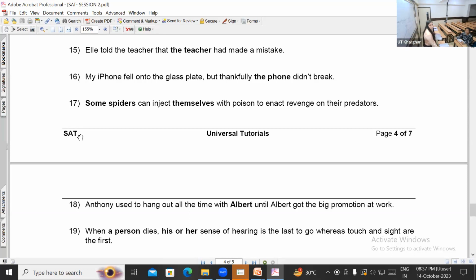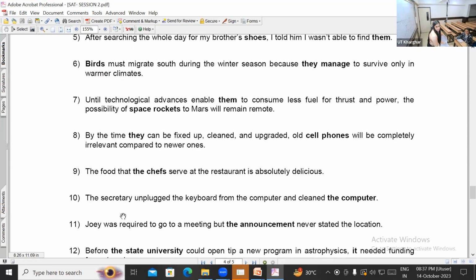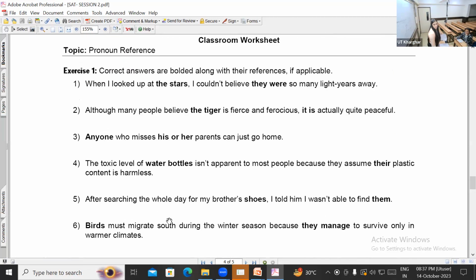Check question number 4. See question number 4, guys. The toxic level of water bottles, and because they assume their plastic content is harmless. Why there? Why not that, Adi? Because the main noun is water bottles, and that's plural. What you did was you took up the toxic. Toxic level of what? What is the main subject? Water bottle. ठीक है, उस time पे Google. I was telling you ना, उस time पे I was giving examples. So this is why Sana was telling you to underline. You get the logic.